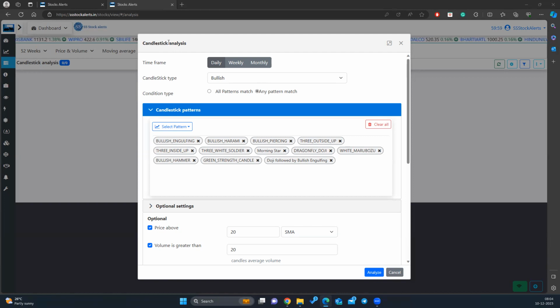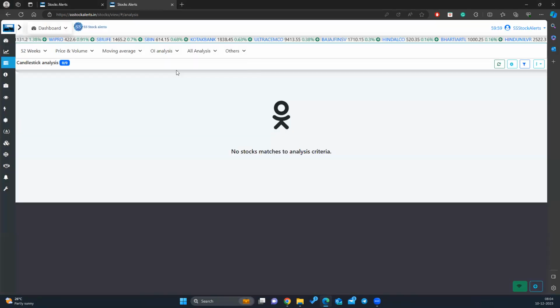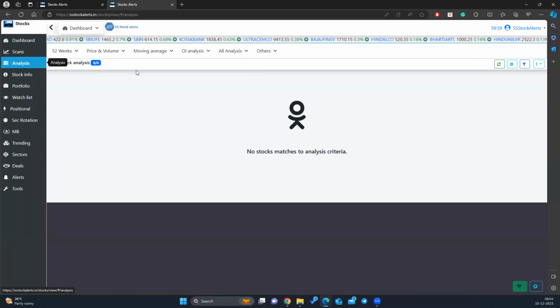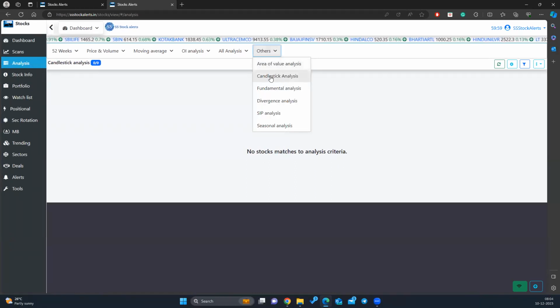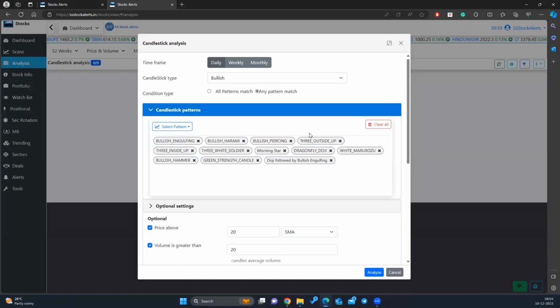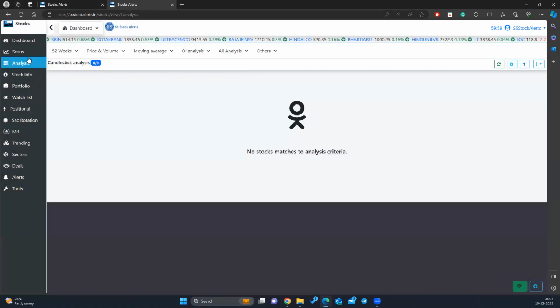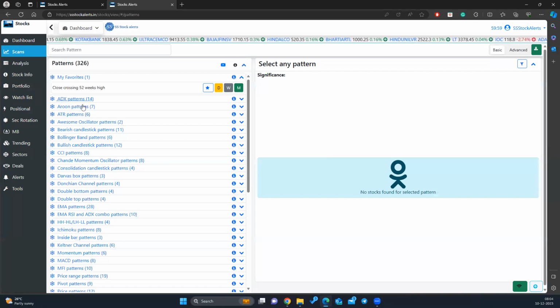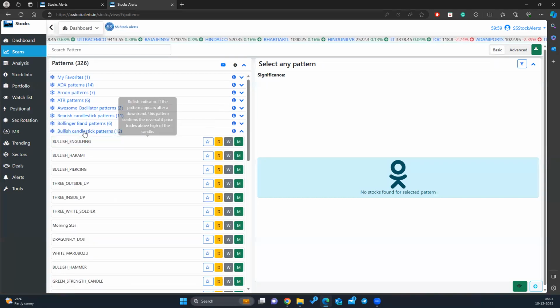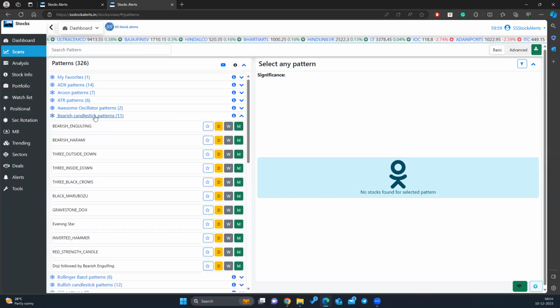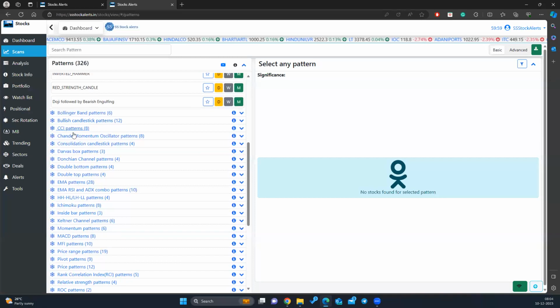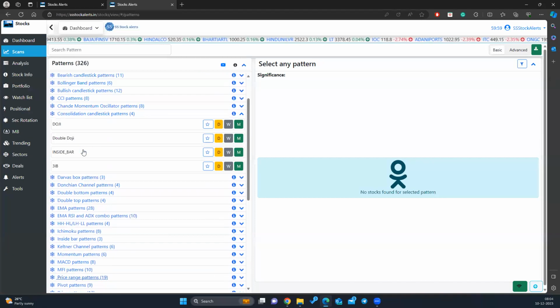In this video, we will talk about the candlestick analysis. You can come to this analysis, go to Others, and click on Candlestick Analysis. Before going to this analysis, we can do the same thing in the scans also. Just go to Scans and here you can find the candlestick patterns: bullish candlestick patterns, bearish candlestick patterns, and the other one is consolidated candlestick patterns.